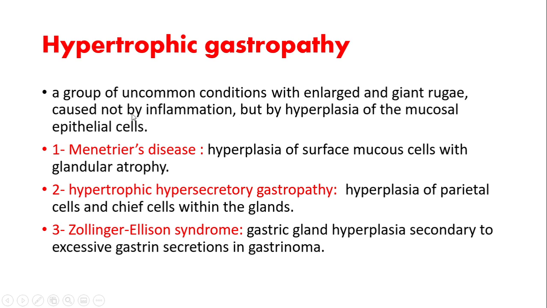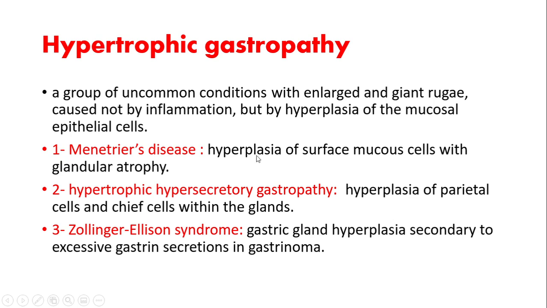Caused not by inflammation, but by hyperplasia. There is hyperplasia of the mucosal epithelial cells. Three entities, including Menetrier's disease, in which there is hyperplasia. Hyperplasia means there is an increase in the number of mucus secreting cells. Hyperplasia is an increase in the number of cells, an increase in the number of glands, whereas hypertrophy is an increase in size. So the name is a misnomer.